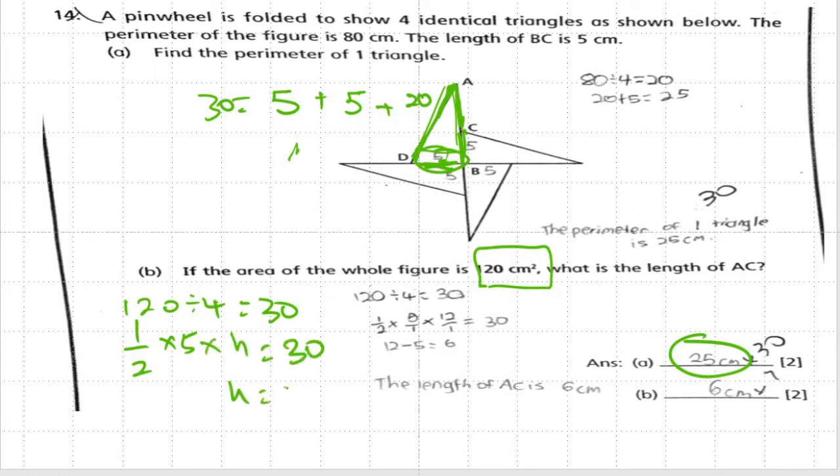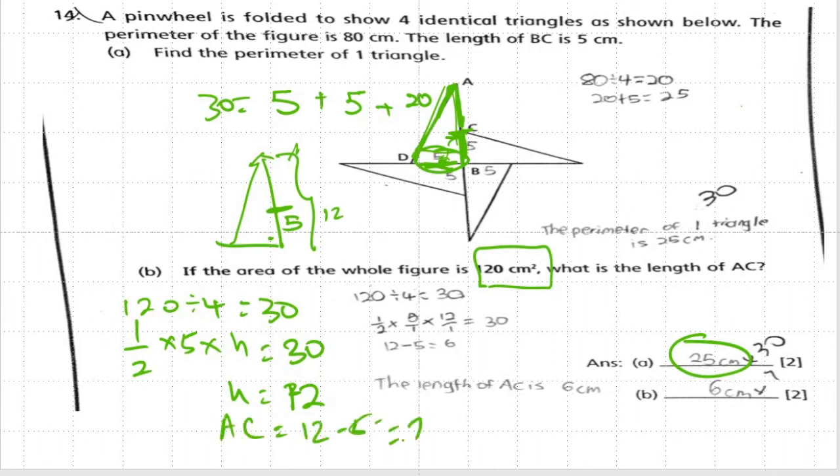So your height is actually you will have 12. When 12, but then you know that here is 5 already, right? So here to here is actually 12, but then you know that here is 5. So AC is actually 12 minus 5 equals to 7.